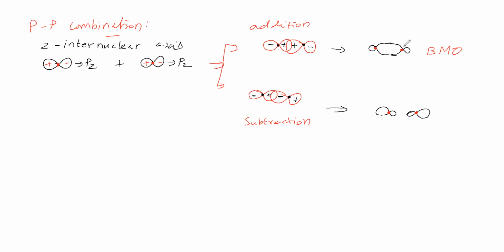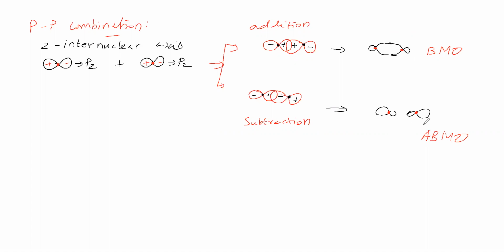But in this case, in between two nuclei, probability is high. This side and this side, probability is less. Therefore, in between two nuclei, probability is high, so the situation is favorable for bonding. Therefore, it is called bonding molecular orbital. Whereas this is unfavorable for bonding. Therefore, it is called anti-bonding molecular orbital.